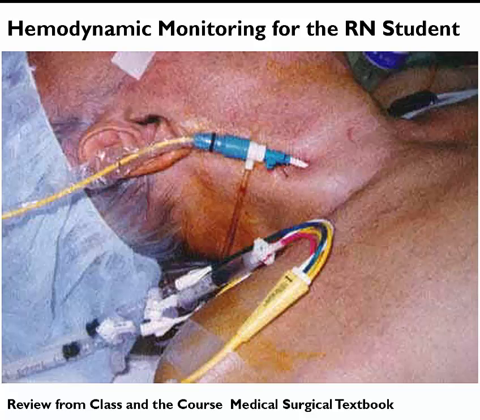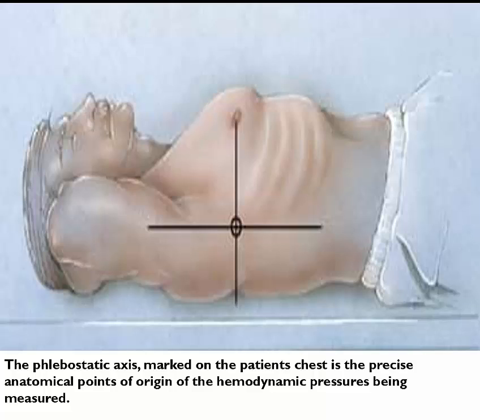Hemodynamic monitoring for the RN student. This will be the review from class and the course medical surgical textbook. The phlebostatic axis marked on the patient's chest is the precise anatomical point of origin of the hemodynamic pressures being measured.